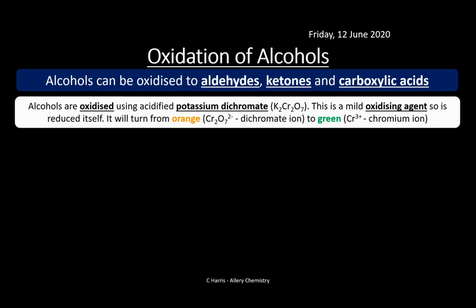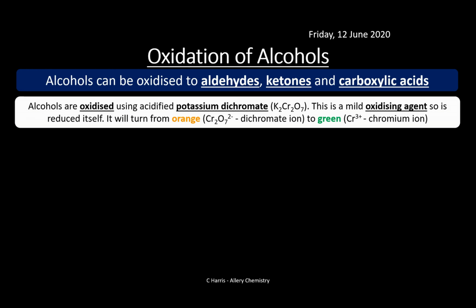Alcohols are oxidized using acidified potassium dichromate, K2Cr2O7. It's a mild oxidizing agent, so it is reduced itself. Remember that, as you would have seen in a previous video, particularly the one where we're looking at redox, the electrochemical cell. That's redox in the DM topic, I believe.